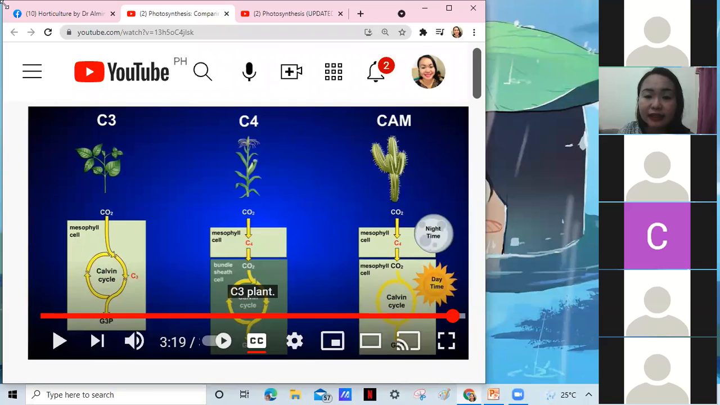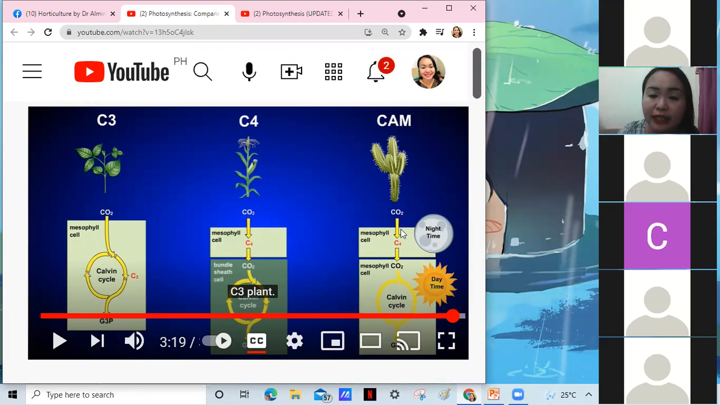But in the case ng crassulacean acid metabolism, it's different kasi like for cactus, no, or lahat ng mga plants in the succulents na nasa dry environments like desert, dahil nga, if they open their stomata during day, mainit masyado, so they will lose a lot of water and gases.